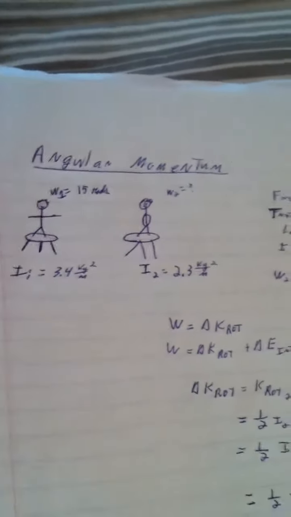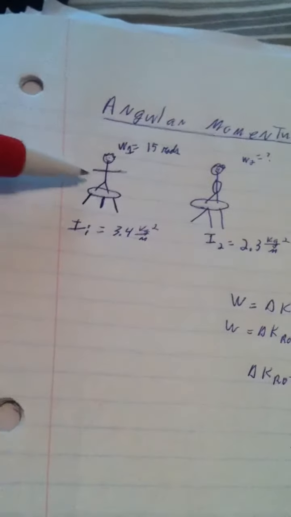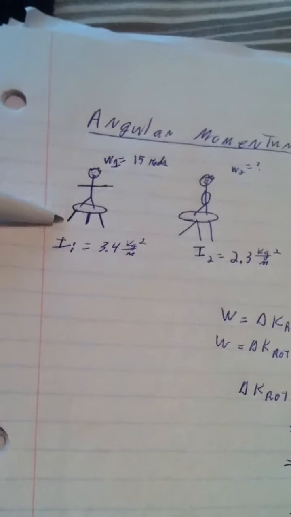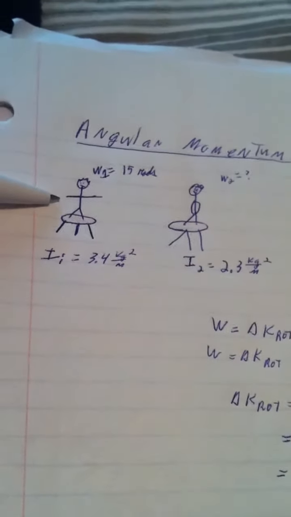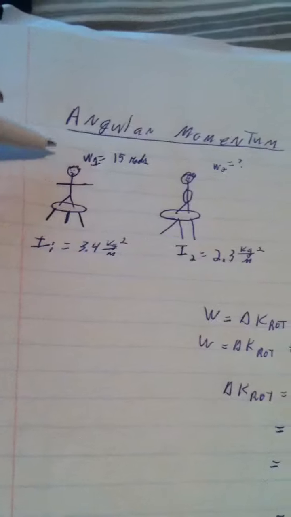This is my reassessment for angular momentum. And you see I drew my two diagrams, but we're going to look at this one first with a young man on a spinning stool with his arms out. And his spinning rate right now is 15 rad/s, so I wrote down omega 1.